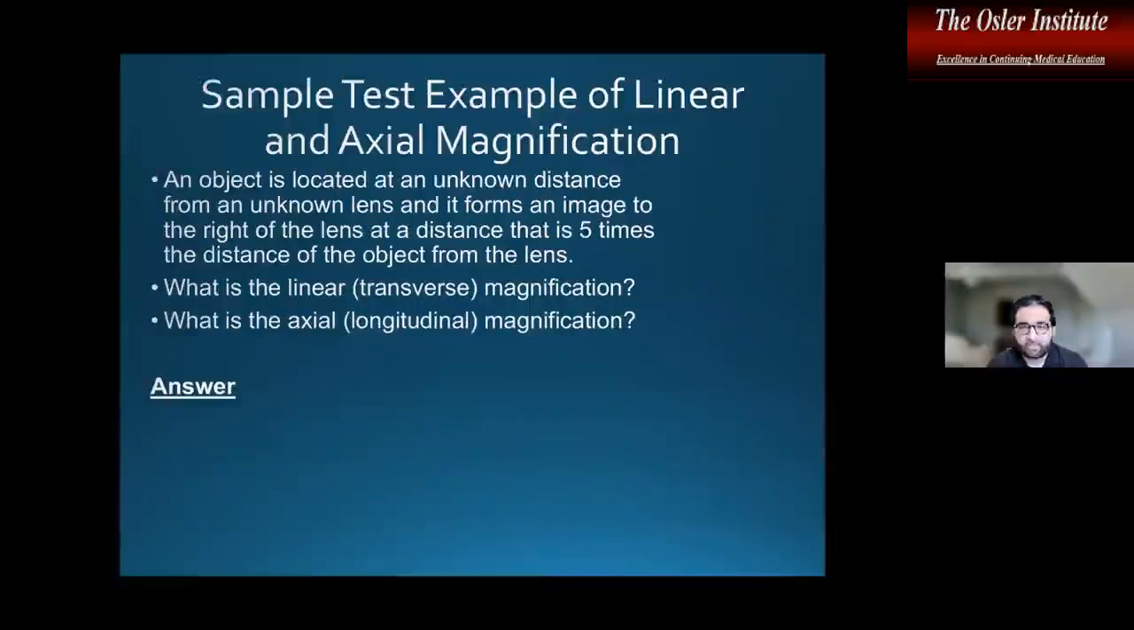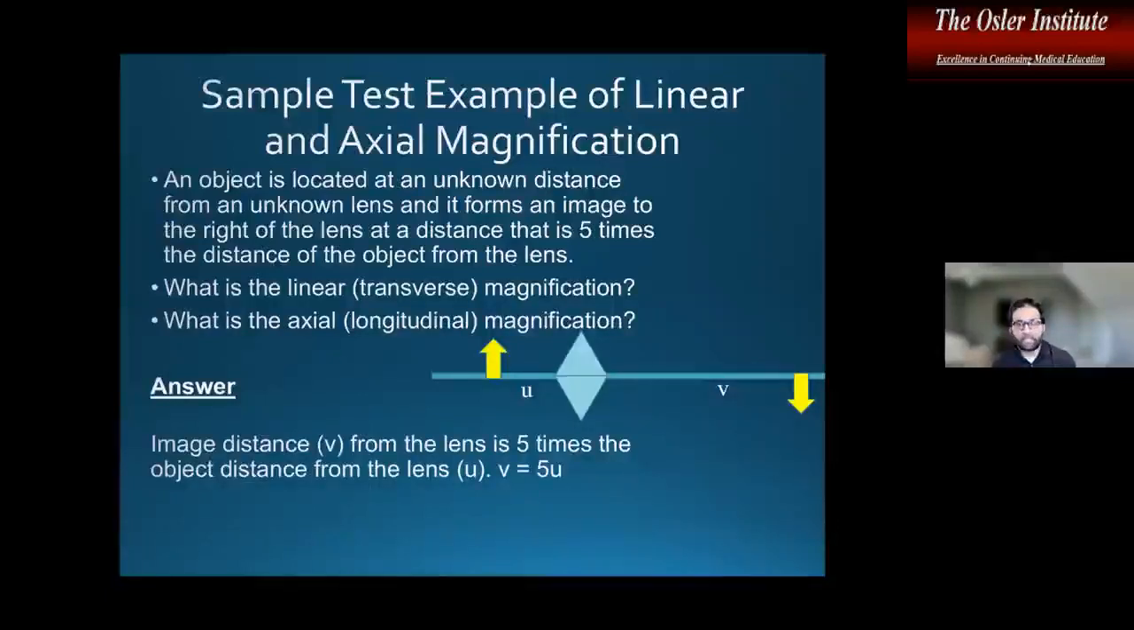Object is located at an unknown distance from an unknown lens, and it forms an image to the right of the lens at a distance that is 5 times the distance of the object from the lens. My goodness, that is a lot of words. So this is why let's just draw it out. So basically, we are saying we have a U and we have a V, so little u and little v. And we know that the image distance from the lens is 5 times the object distance from the lens, which is u. So in other words, v equals 5u, right? So whether it's 1 centimeter, 2 centimeters, whatever it is in this case, the little v is 5 times the value of little u.